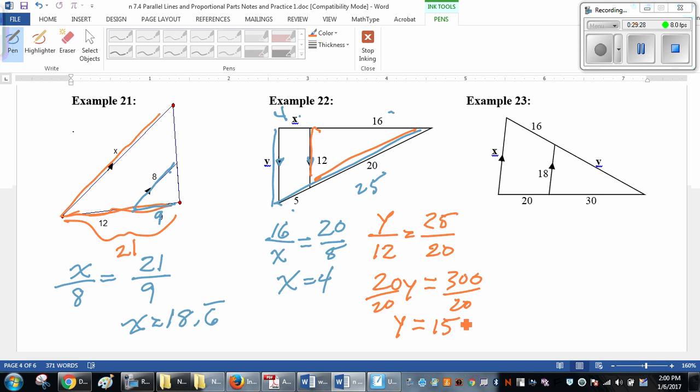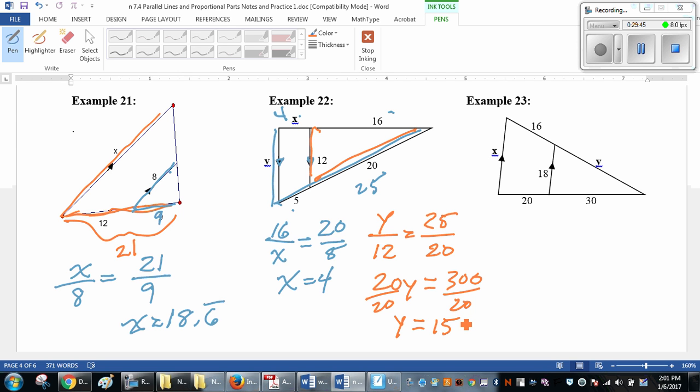All right. Example 23, same exact thing. You're on your own for this one. Make sure you're identifying where do I use side splitter, where do I use the proportions for the similar triangles. Pause it, work this one out. All right, you should have paused it, so we're checking now.